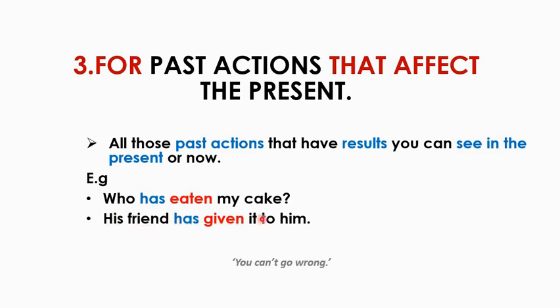Let's continue. His friend has given it to him. You see your friend, he has a new necklace which has been given to him by his friend. So in that case, it is a past action that affects the present. Somebody gave your friend a present and now you see it. So you ask, who has given it to you? It is a result you see in the present. Clear? My friend has given it to me. Another example.